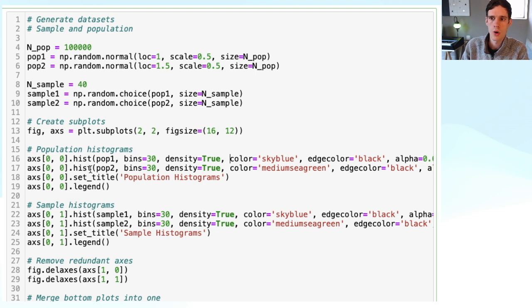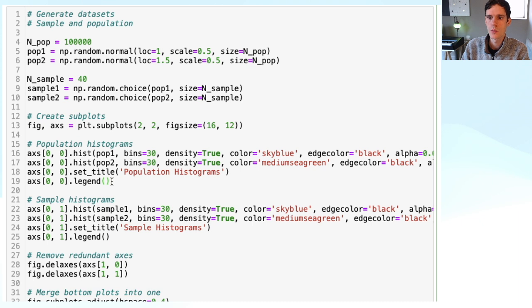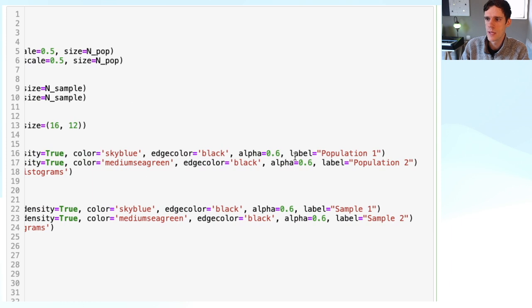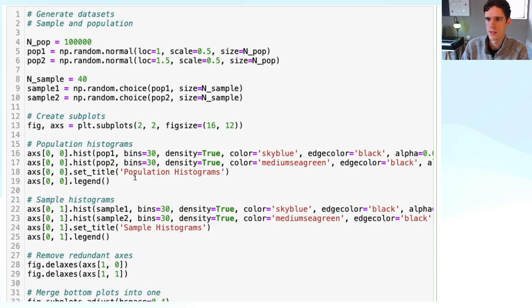We do the same for our population too, which we will plot on the same axis, so on the same figure, so that we can compare the two. We set a title, and then we add a legend to this plot, such that we can distinguish between population 1 and population 2. Now this legend, in fact, takes the label parameter of each visualization. In this case, population 1 for the first one, and population 2 for our second histogram.